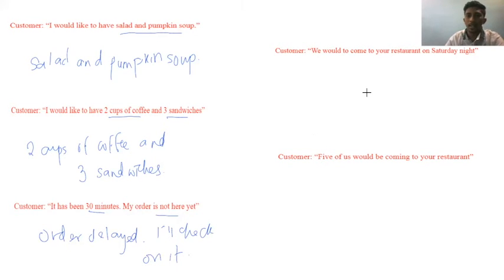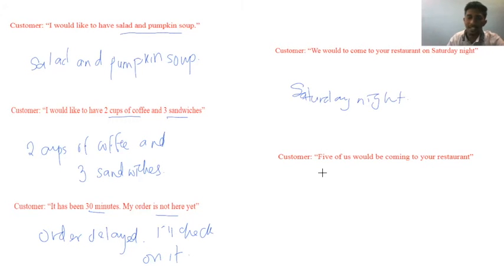Correct. Next, we would like to come to a restaurant Saturday night. So if you can see, they're going to make a reservation or they're going to book a table. So when they're booking a table, what is the most important note that they're supposed to take? The date and the time. So Saturday night, right? Yes.